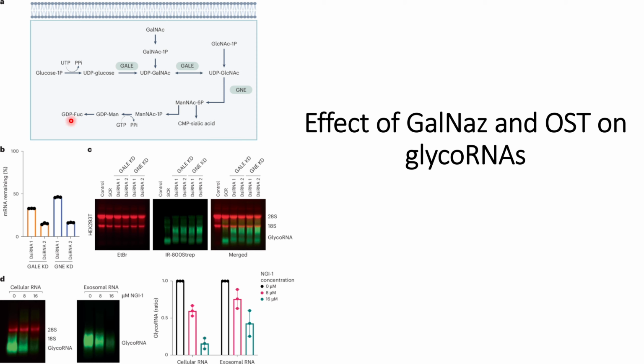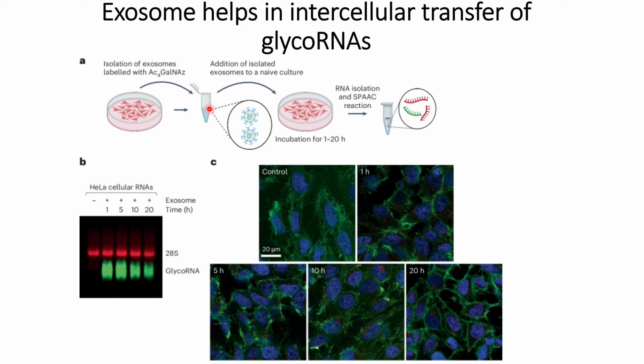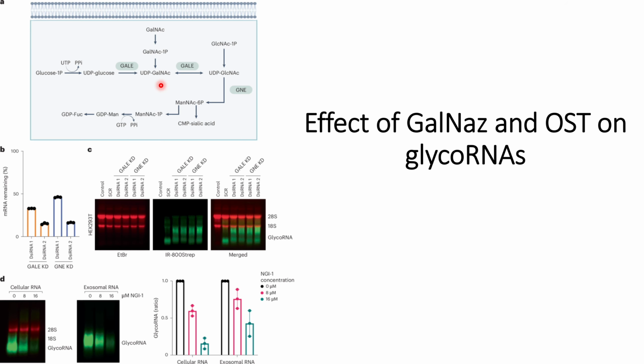So if someone inhibits this GAL and GNE, then it will prevent the traditional GalNAc conversions to CMP sialic acid or GDP fucose. So if they inhibit these enzymes and supplement the cells with the modified sugar that we have discussed in the previous video, that is Ac4GalNAz, then it should increase the Ac4GalNAz conversion rate, because the native GalNAc conversions will go down.